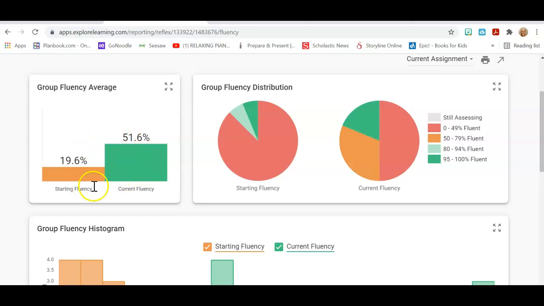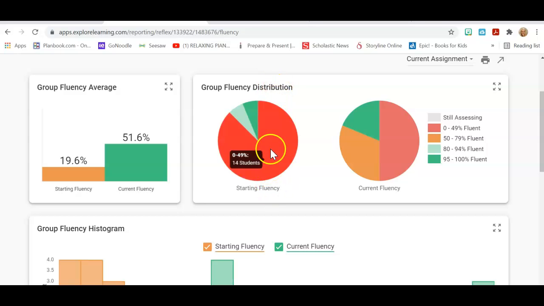So looking at those numbers, I was able to determine that fluency has gone up from the beginning of the year, which is great because students are going on every day and practicing. So that's something that I'm really looking forward to see increasing as the year goes on, and especially with the goal setting progress that I plan to put in place. Over here is our group fluency distribution.